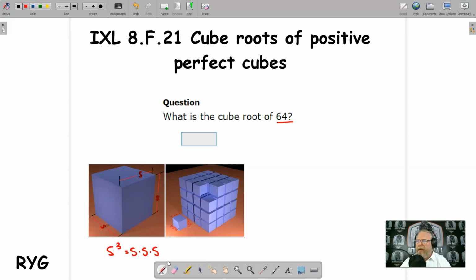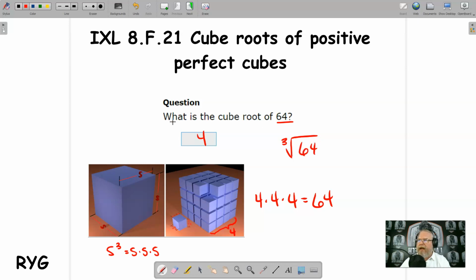So in that case, to find out the volume of this cube, we would do 4 times 4 times 4, and this would equal 64. And therefore, this means that the root, that is to say the length of one of these sides here, is 4. So the cube root of 64 is 4. Now if we used a radical symbol, we would have the symbol with a 3 here for the index, and then the radicand underneath would be 64.